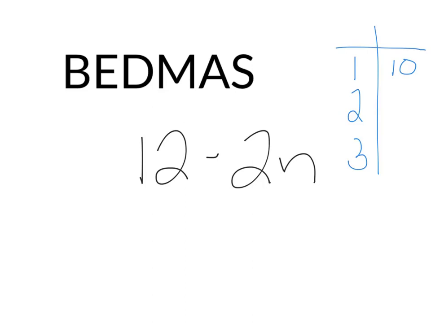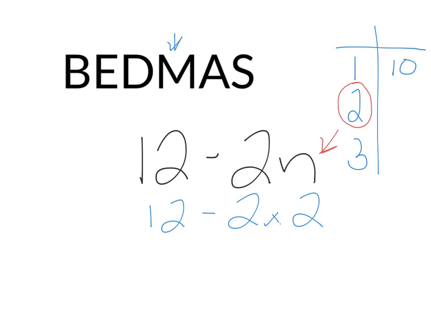Now I'm going to solve for the second variable. So the second term is 2, so I put the 2 where the n is. I'm going to get something that looks like 12 take away 2 times 2. And according to BEDMAS, again, I have to do the multiplication first. So I'm going to write 12 take away 2 times 2, which is 4. And 12 take away 4 is 8. So my second term has a value of 8.